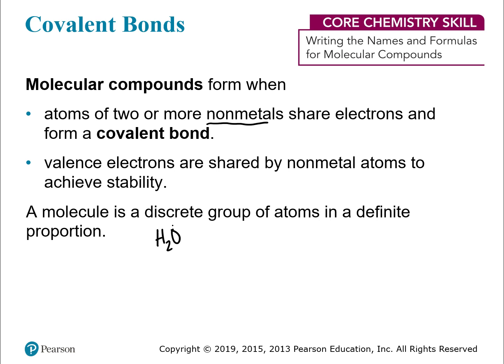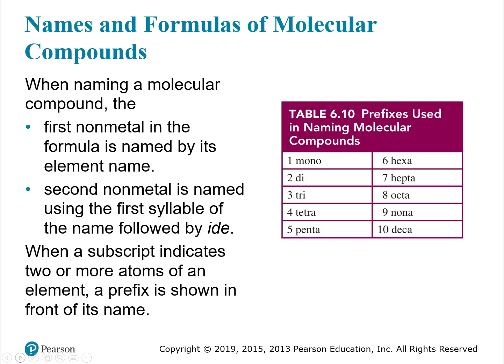2 hydrogens, 1 oxygen. That is always what water is. It's the same proportion. If you change the number of hydrogens or the number of oxygens, you no longer have the same molecule. Naming is a little bit easier because we're not looking at charges or anything like that. What we're looking at is what element is it and how many of them are there.